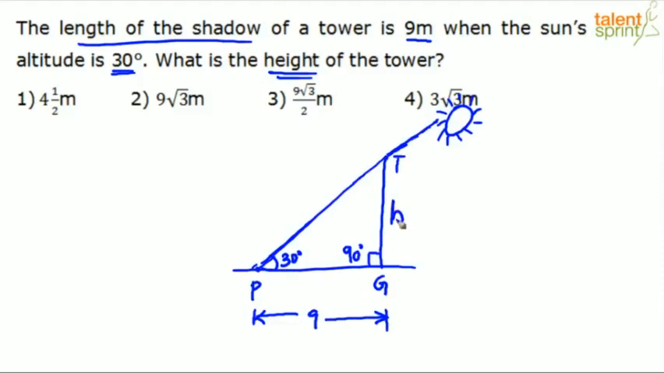What is the height of the tower? GT. H is equal to what? Let us consider it as H. Now in the right angle triangle, tan 30 degrees is equal to opposite side H by adjacent side PG, or you can say GT by PG.